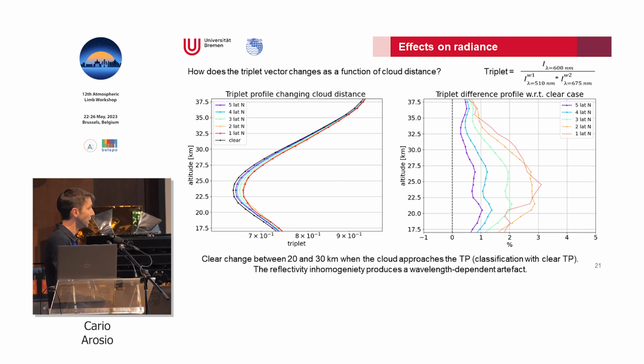The reflectance is a clear case, so where there are no clouds along the orbit, and on the right it's the relative difference with respect to the clear case. And we see that this triplet is usually used up to around 30 kilometers, but it changes by some percent between 20 and 30 kilometers. And so this means that this reflectivity inhomogeneity produces a wavelength dependent artifact, so to say.